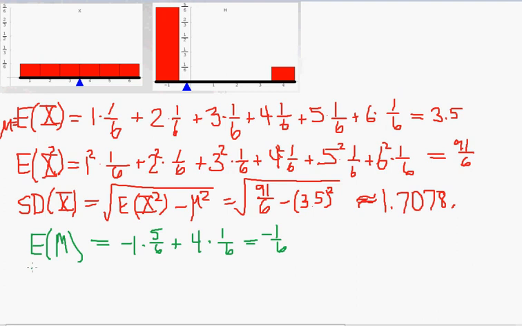The expected value of m squared is negative 1 squared times 5/6 plus 4 squared times 1/6, paralleling what we did before. So we get 5 plus 16 makes 21/6, or 7/2.